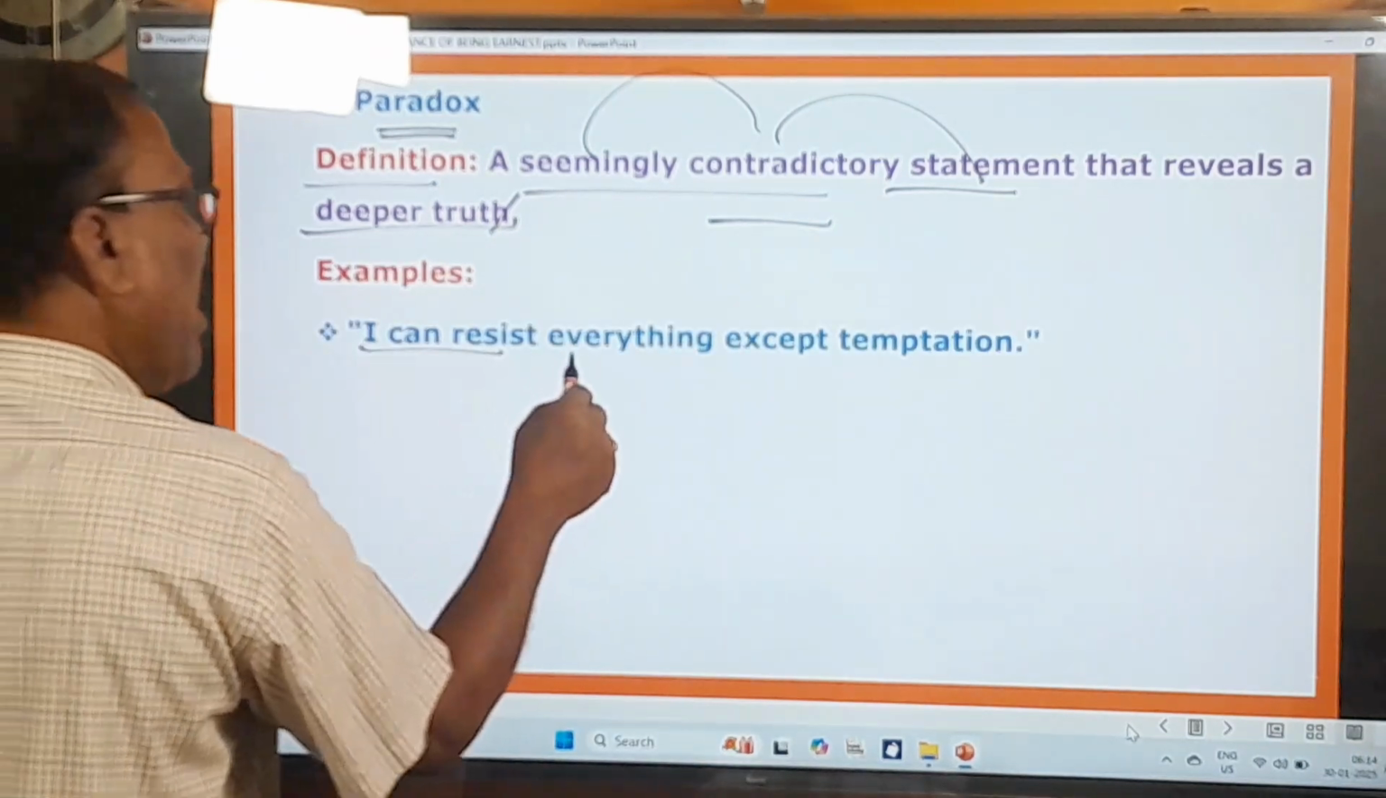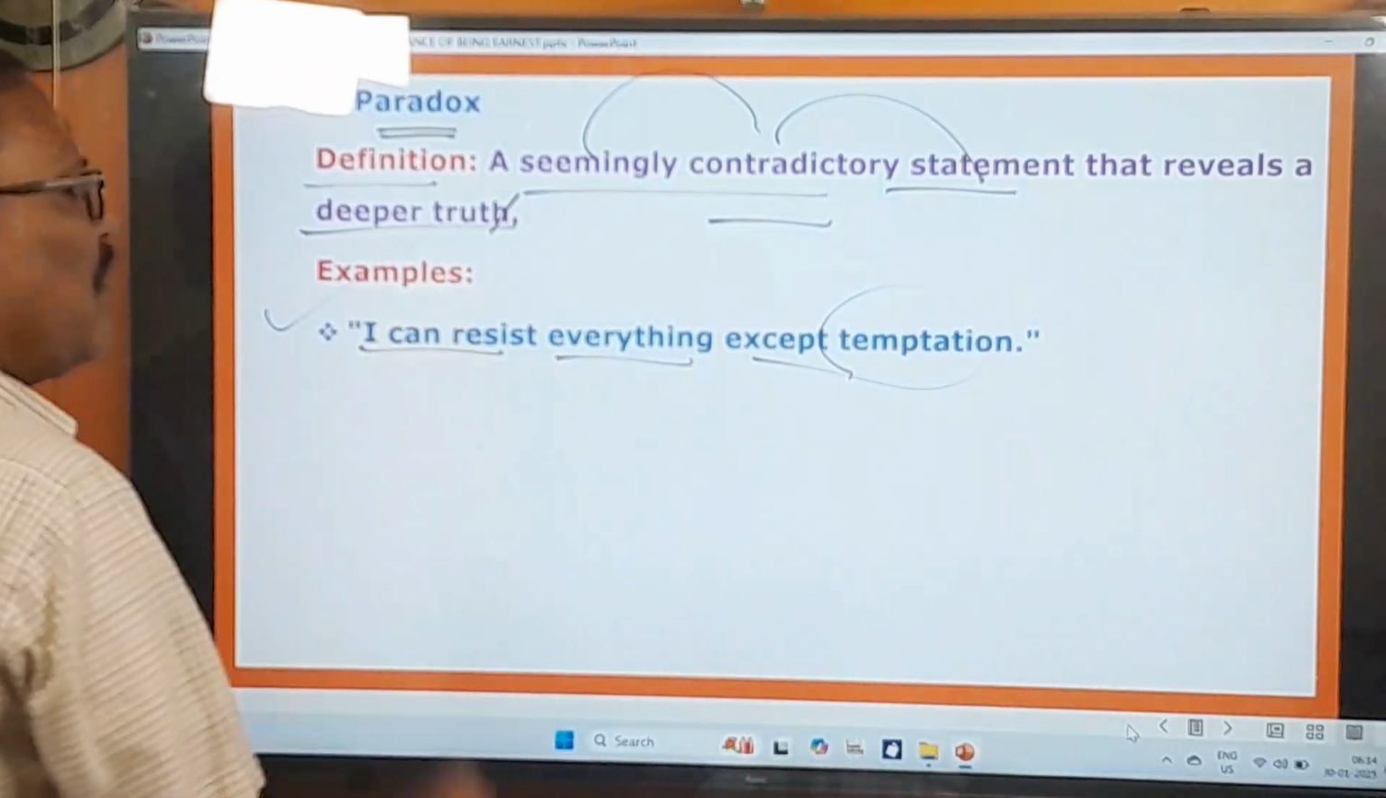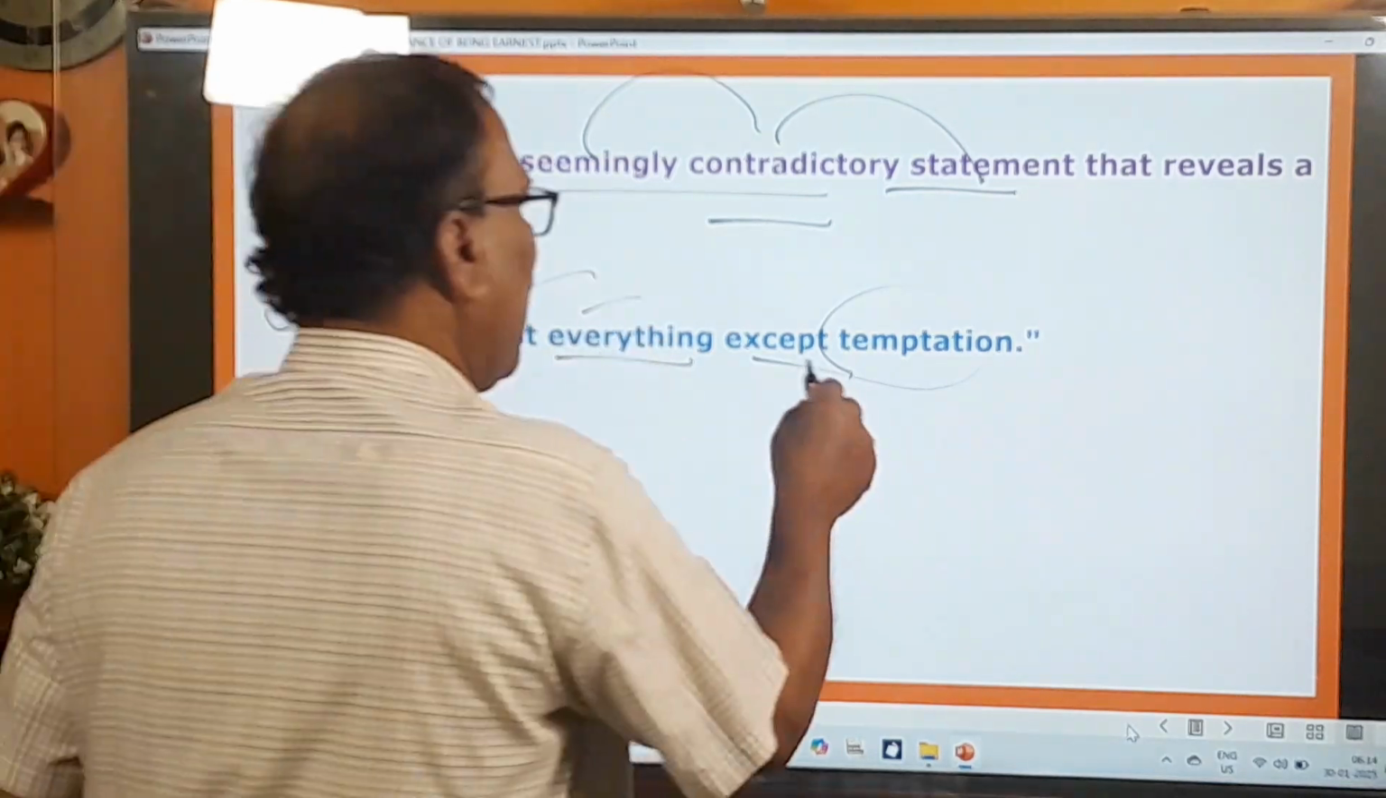I can resist everything except temptation. It's a beautiful quotation. I can resist everything except temptation.